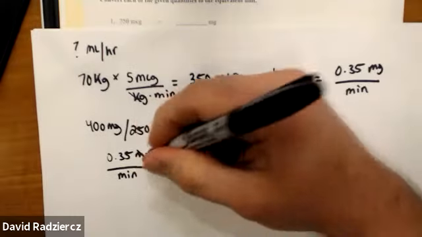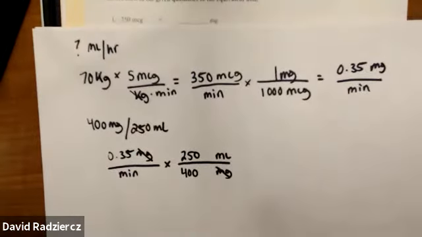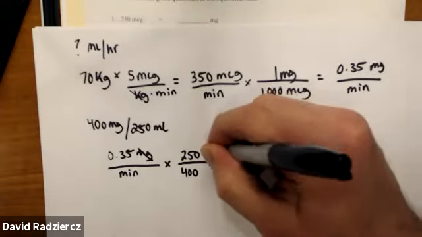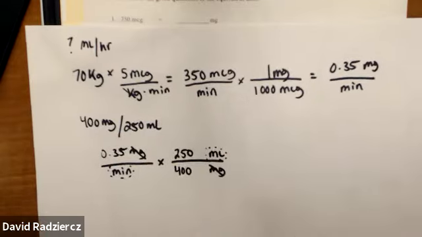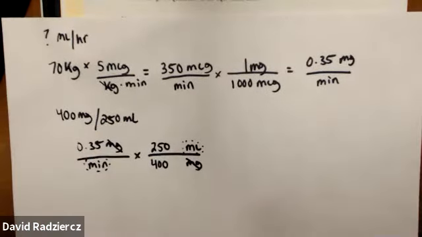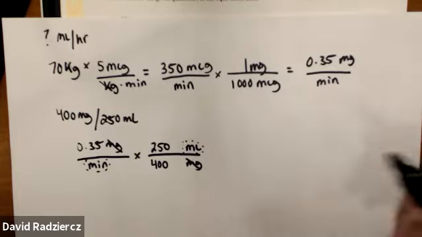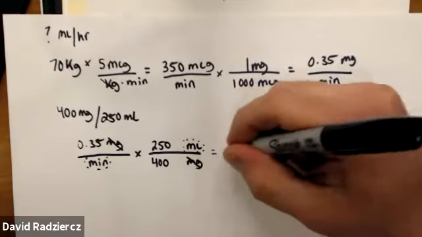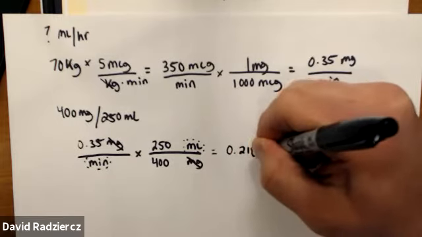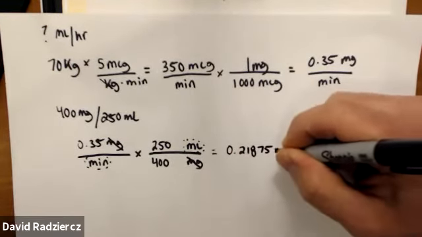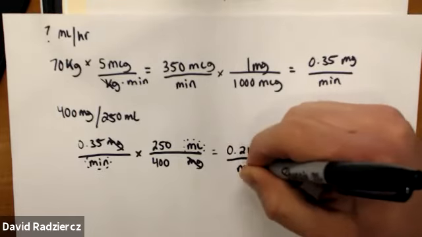And then I know I'm doing this right because I can eliminate the things that I don't want and I can keep the things that I do want. Okay. Again, I know we want this to be hours, but we're getting there. So I'm going to take the 250 times 0.35. I'm going to get 87.5, and I'm going to divide that by 400. And I'm going to get some funky number here, 0.21875, and that's milliliters per minute.